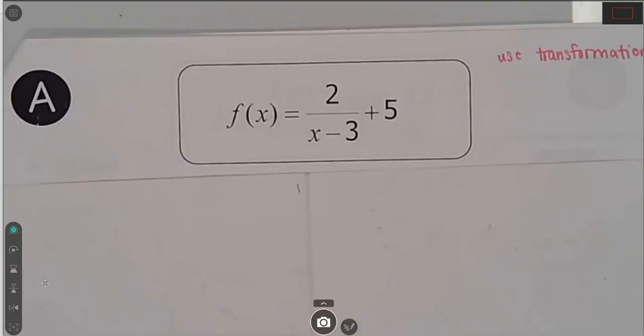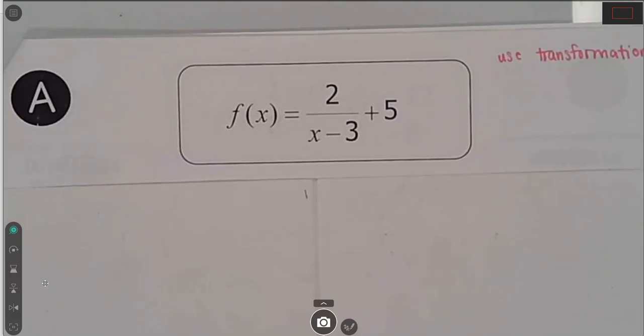Up 5. So we're going up 5. Bonus point if someone can give me another transformation. To the right 3. And there's one more in there. Vertical stretch factor of 2. Good job.